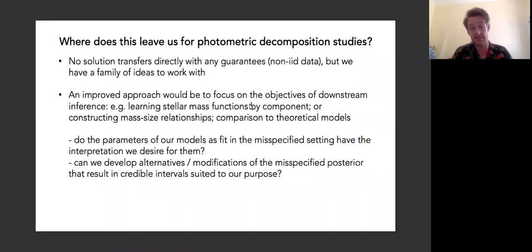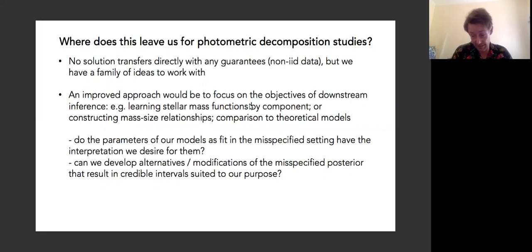Maybe in a direct sense, like fitting one model on the observed data and another on mock images from the theoretical model might be the way the analysis goes. And with that context, we can then look at questions like, do the parameters of our models, as we're fitting them in the misspecified setting, actually have the interpretation we desire for them?